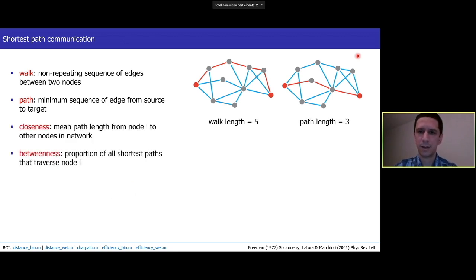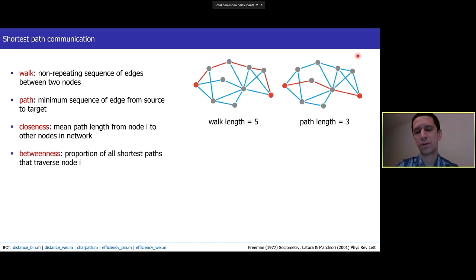If we consider this kind of framework, we can measure a lot of important properties of individual nodes and edges, and also of the network as a whole. So we can ask, for instance, what is the mean path length from node I to other nodes in the network, the so-called closeness? So how easy is it for a node to influence its neighbors and for other neighbors to communicate with that node?